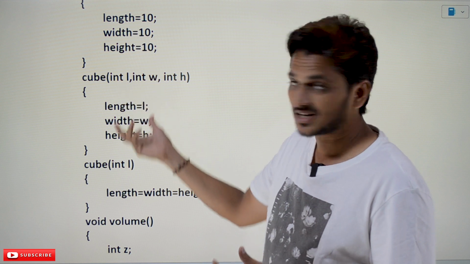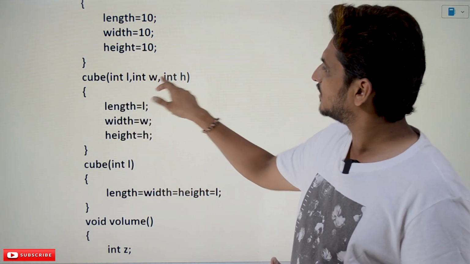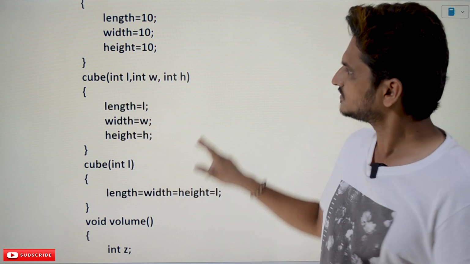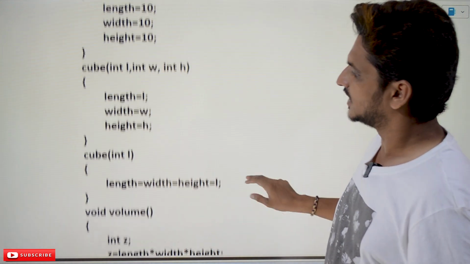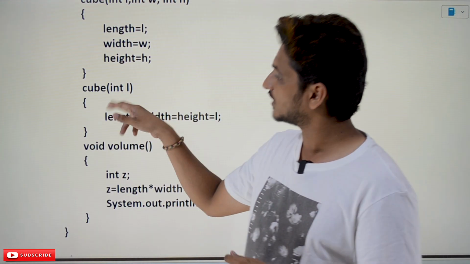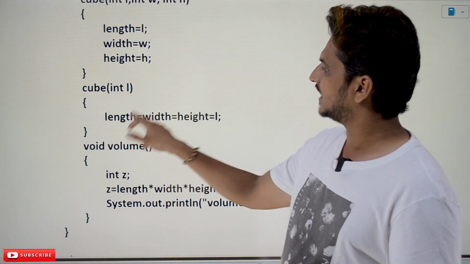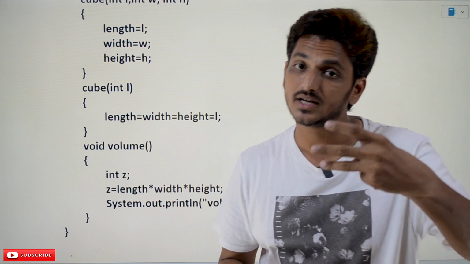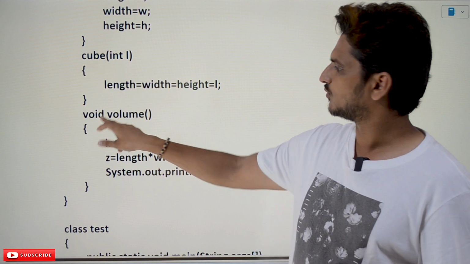So the second constructor, whenever you call this second constructor, L value, W value, H value is going to be assigned to length, width and height. So length, width and height are instance variables in this class. Now we have written one more constructor, Cube(int L). So length is equal to width is equal to height is equal to L. We defined three different types of constructors and we defined a method called volumeOf.